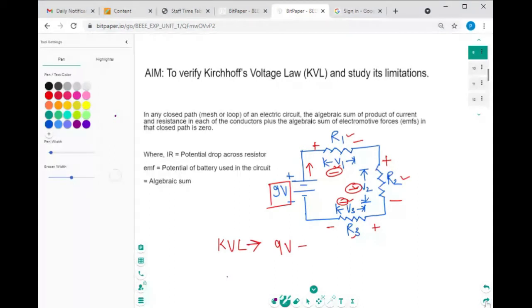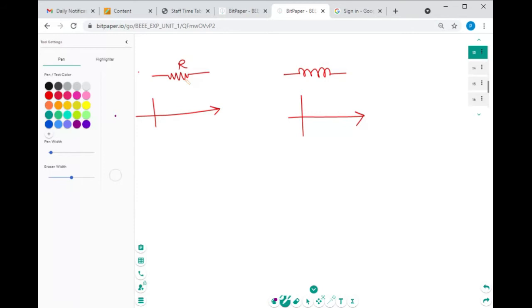So 9 minus V1 minus V2 minus V3 is equal to 0. There is no phase difference in the case of a resistor, so voltage and current remain the same. In the same direction, voltage and current flow in the case of a resistor.